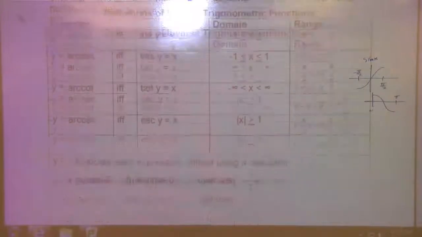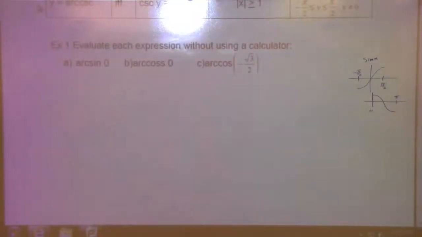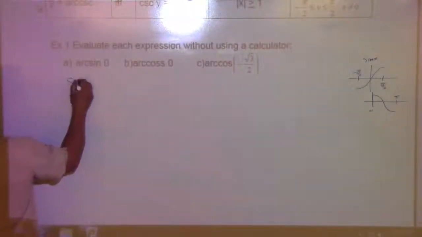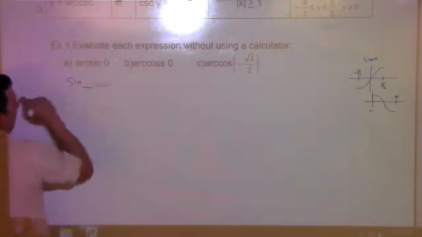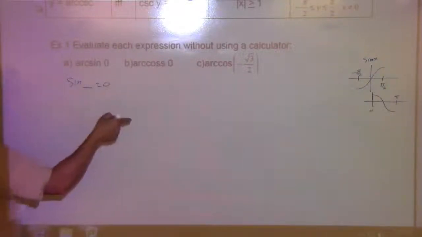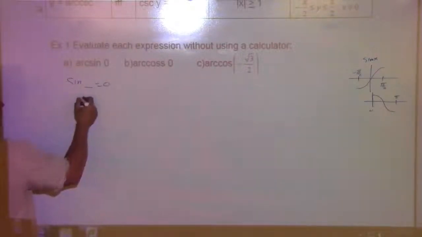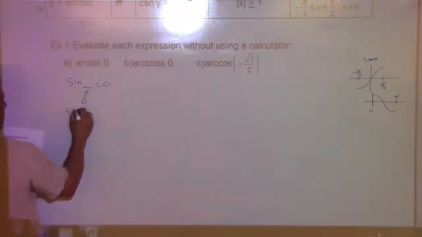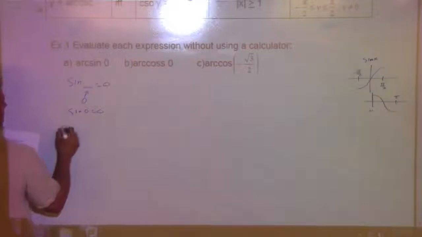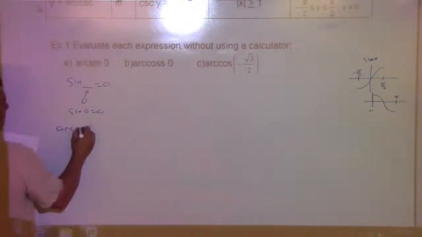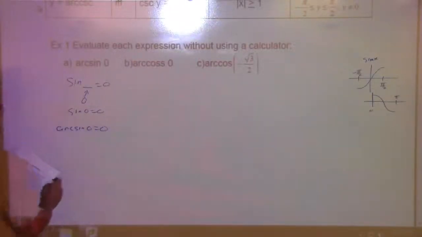So let's look at some values first. Evaluate each expression without using a calculator. Arc sine of 0. That means sine of something gives us 0, and if we're talking from -pi/2 to pi/2, that something must be 0, because sine of 0 is 0. So arc sine of 0 equals 0.